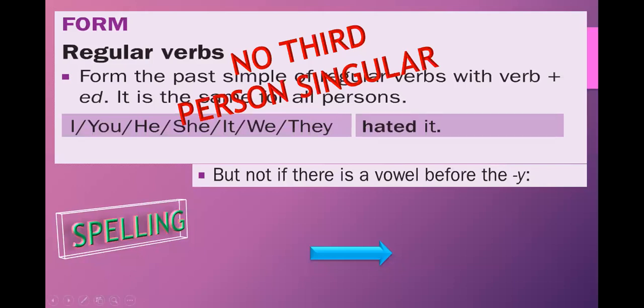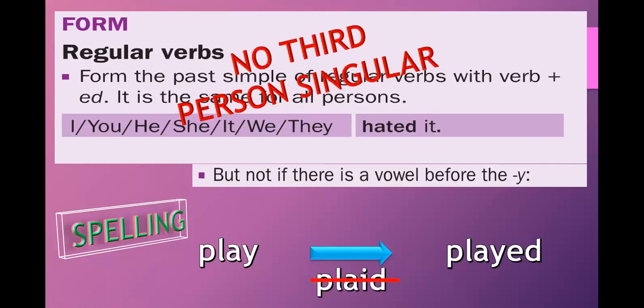For example, play changes to played with the addition of -ed at the end of the word and no other changes, okay? This is because we have a vowel before Y. In this case, the vowel is A. We're not going to spell it played with A-I-D, all right? At the end, we're not going to change the Y for an I because we have a vowel before the Y.